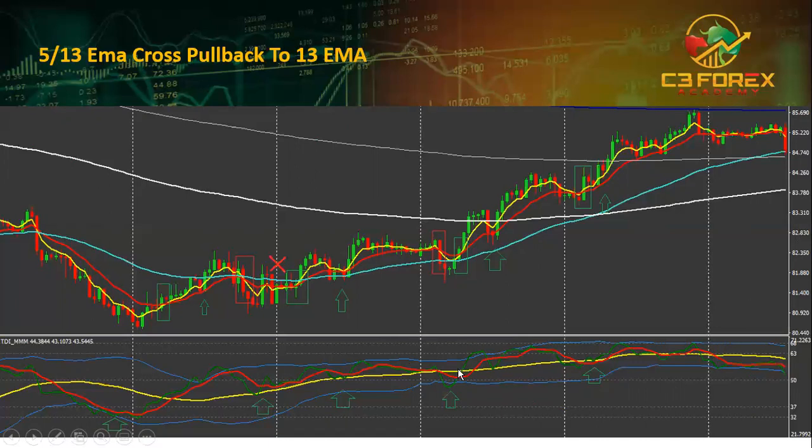The market baseline is sitting above the stationary 50. So we're in an uptrend looking for buys. This shift pulls back to the 13, price rise, right? Shifts right here, pulls back to the 13 on the TDI, price is bouncing off your market baseline.